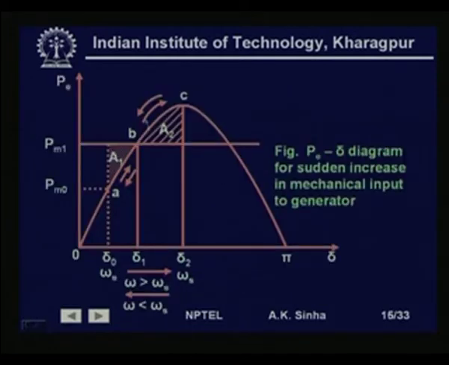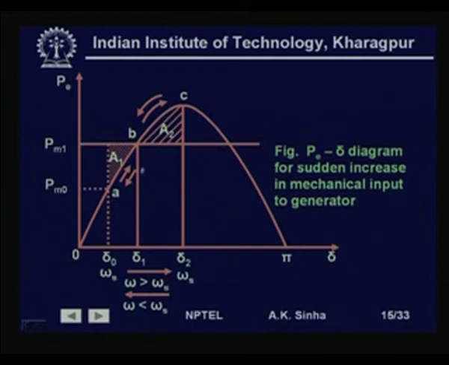So, now this is what we have seen, that for the system to be stable, these two areas must be equal, and that is why the name for this kind of an analysis is equal area criterion. This is a very simple analysis. This is a graphical way of trying to solve the swing equation.